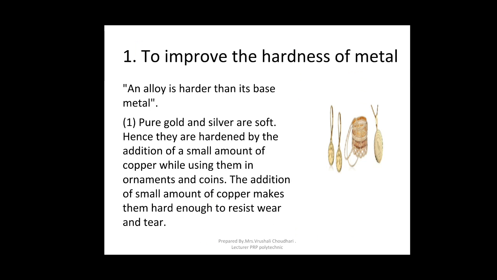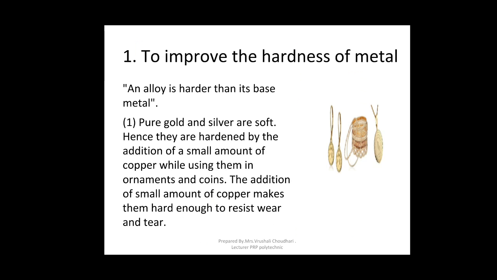Why are we doing the alloying process? What is an alloy? It is a mixture of a metal with another metal or non-metal. Before learning which alloy we are going to use in the engineering field, we will first learn what improvement takes place due to the alloying process. It improves the hardness of a metal. An alloy is harder than its base metal.